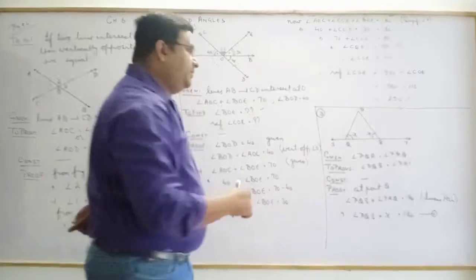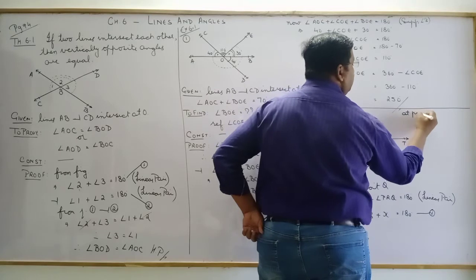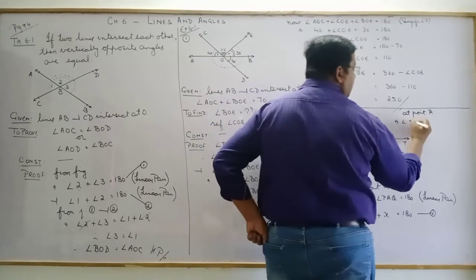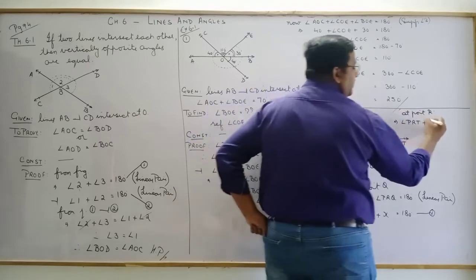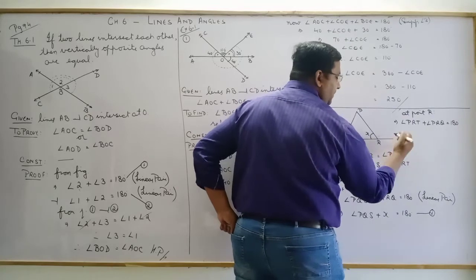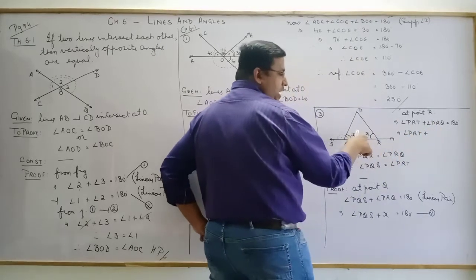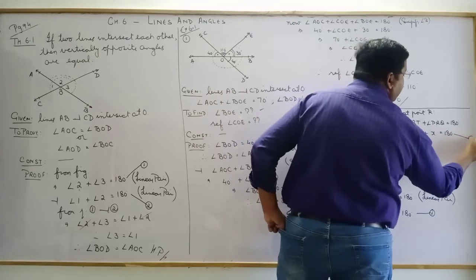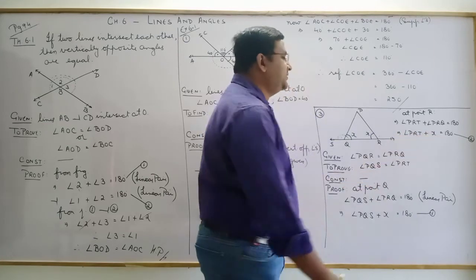Yes or no? Similarly, at point R, angle PRT plus angle PRQ is equal to 180. Reason same, linear pair. So therefore angle PRT plus PRQ, and how much is PRQ? X, is equal to 180. Equation number second. Check equation first and second. Is the right hand side equal? So the left hand side is also equal.